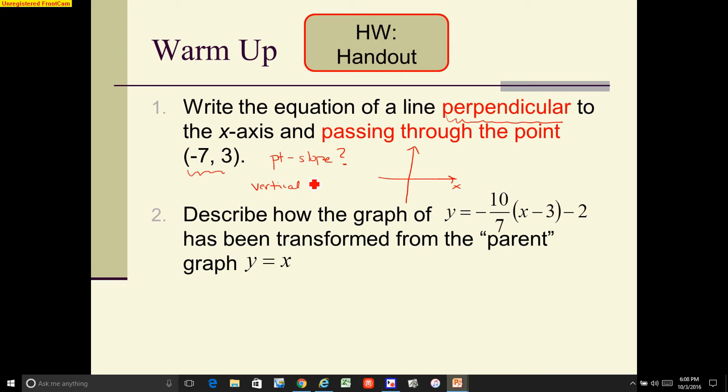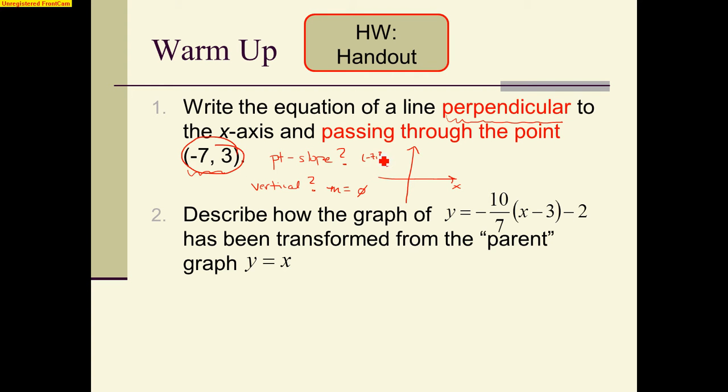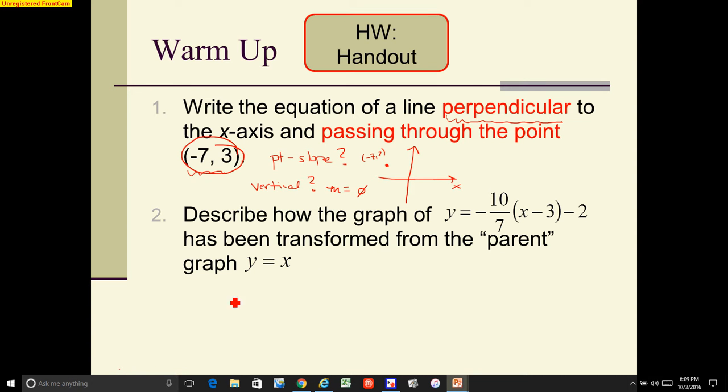But to be vertical, isn't the slope undefined? And I think, oh no, slope of undefined? How do I have a slope of undefined? Well, wait a second, let me go back to this information. The point -7, 3 is about right there. Can you draw a vertical line going through that point? Of course you can. There's the vertical line going through the point -7, 3.